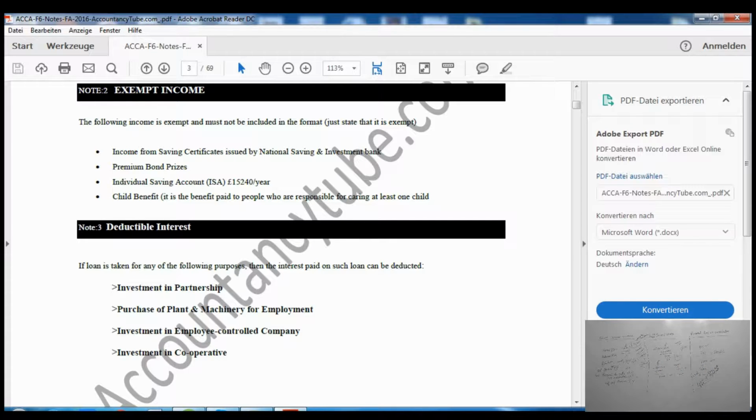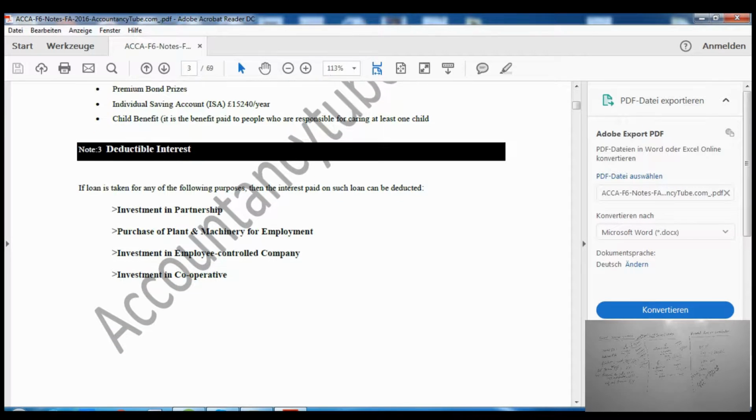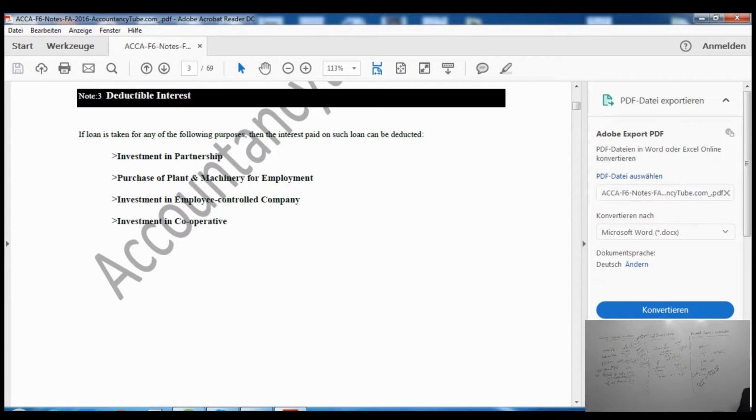One of which is the individual savings account, but only up to £15,240. And child benefit is also exempt, unless you are earning more than £50,000. In that case as well it will be exempt, but you will have to pay what is known as child benefit charge, which you have seen in the previous video.